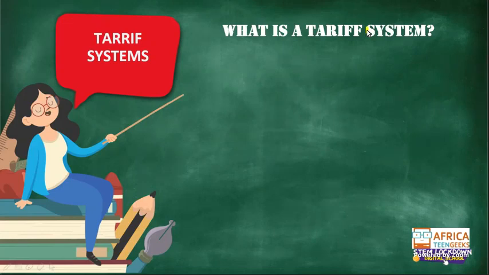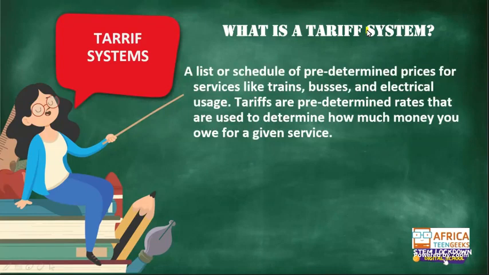A tariff system is a list or a schedule of, there we go, Sharon, a table of fixed charges. Wow, that's a very nice answer. Yes, it is a list or schedule of predetermined prices for services like trains, buses, electrical usage. Tariffs are predetermined rates that are used to determine how much money you owe for a given service.